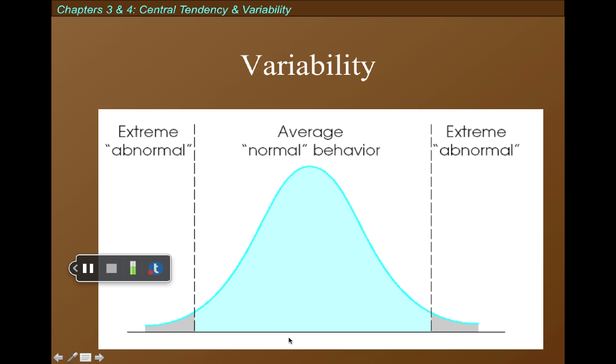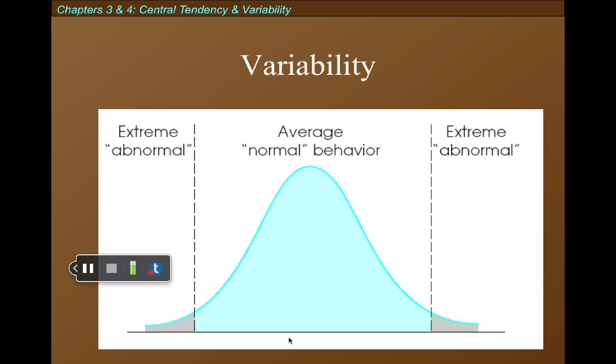Okay, now that we've talked about mean, median, and mode, those are our measures of central tendency, and those are pretty easy concepts. If you need to review any of that, pause the video and look in the book and read a little bit further on those. I'm kind of hitting the high points here.